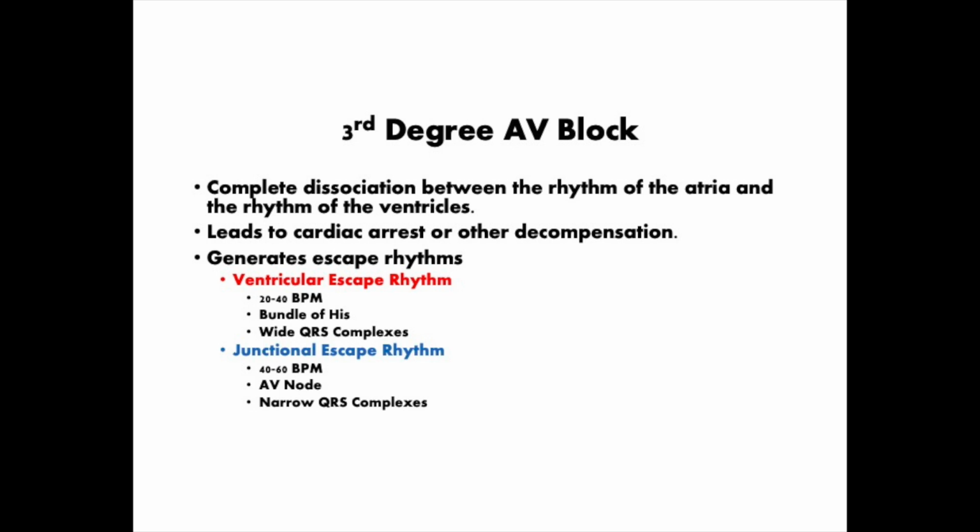So ventricular escape rhythms are a little bit slower. They come from the bundle of His, and they have wide QRS complexes. Junctional escape rhythms are a little bit faster. They come from the AV node, and they have a narrow QRS.